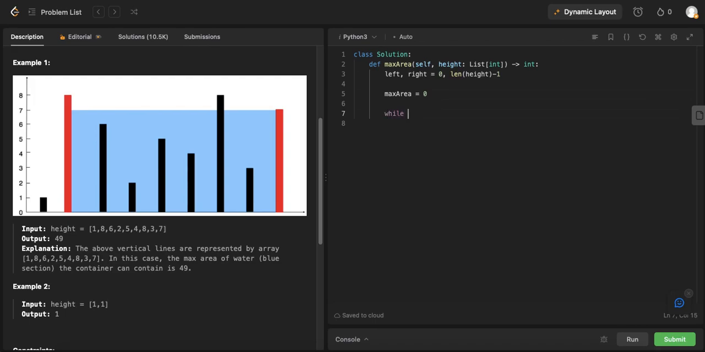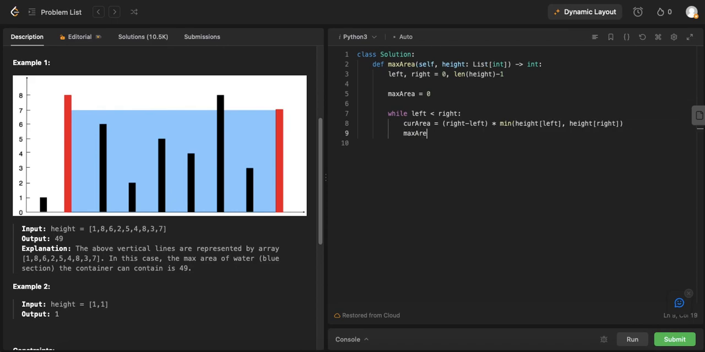And then we're going to start our while loop, which will continue until our left and right pointers cross each other. Each time we're going to calculate a current area, and we know that the current area is going to have as the base the right pointer minus the left pointer. And the height will be the minimum value between the height at the left pointer and the height at the right pointer. Each time we're going to see if we have found a new max area by taking the max value between the current max area and the current area.